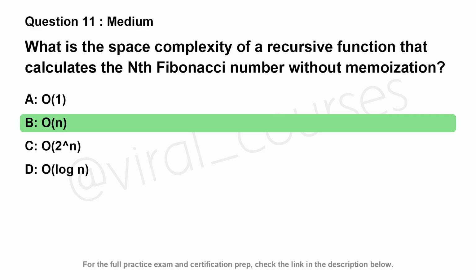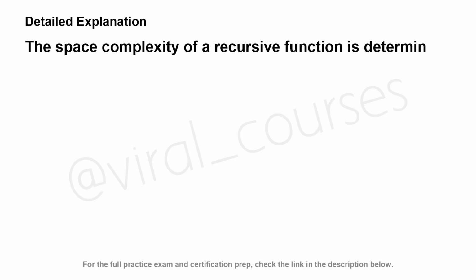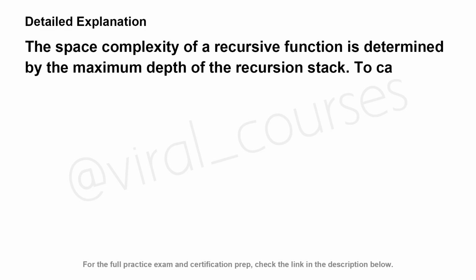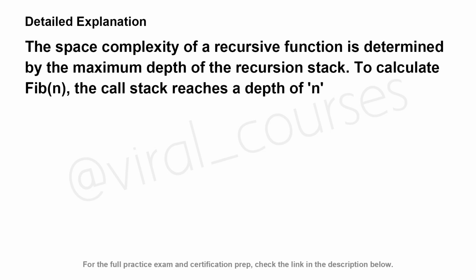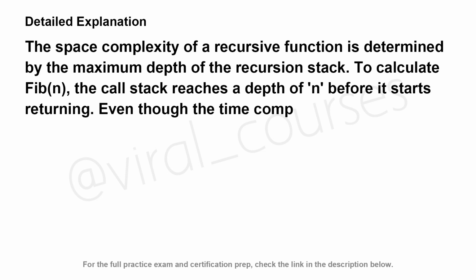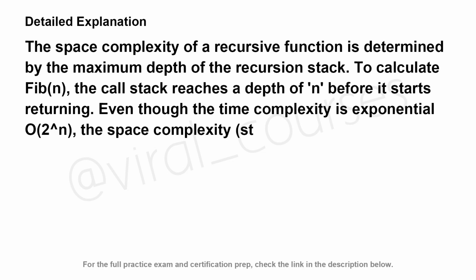The correct answer is B. The space complexity of a recursive function is determined by the maximum depth of the recursion stack. To calculate fib(n), the call stack reaches a depth of n before it starts returning. Even though the time complexity is exponential, O(2^n), the space complexity, stack depth, is linear, O(n).